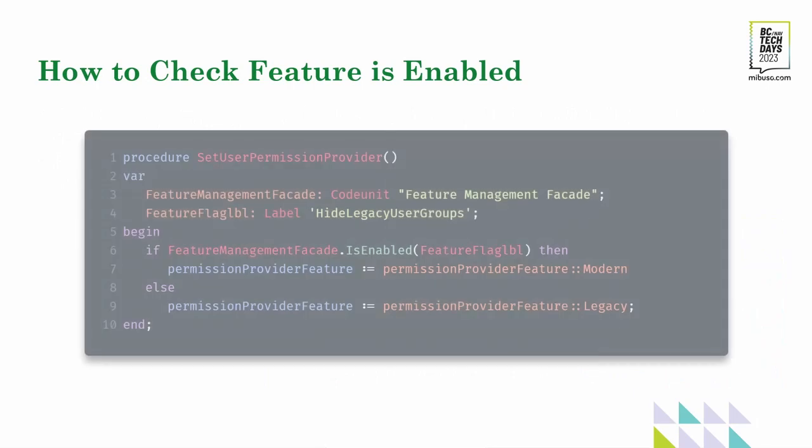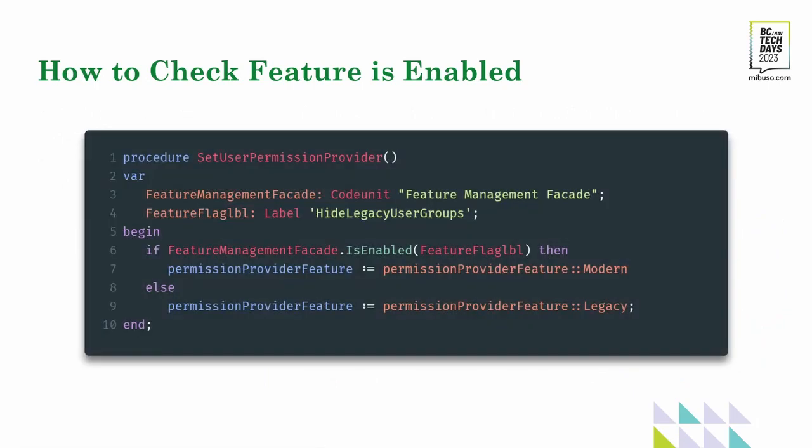To recap, you can use the feature management facade codeunit to understand whether the feature is enabled. It is as simple as passing the feature key to the function.